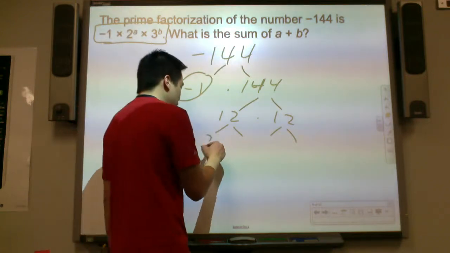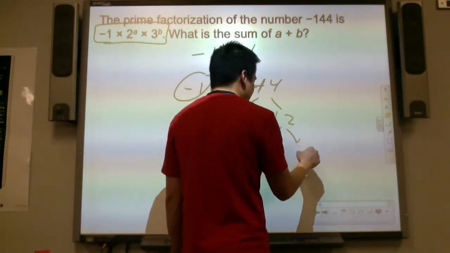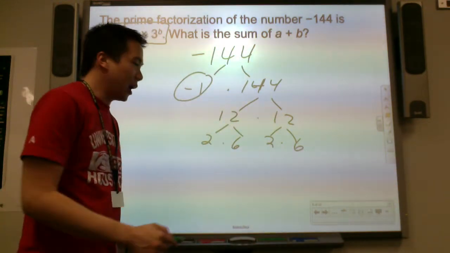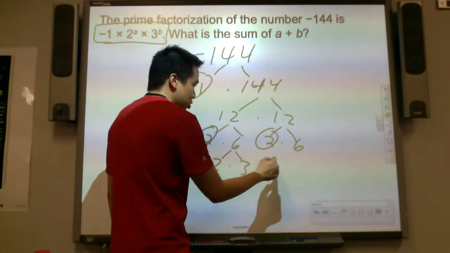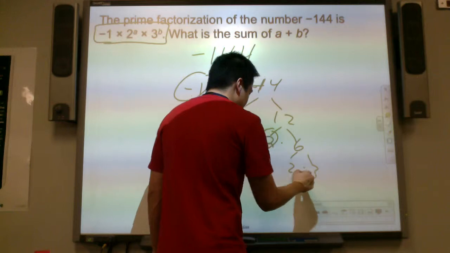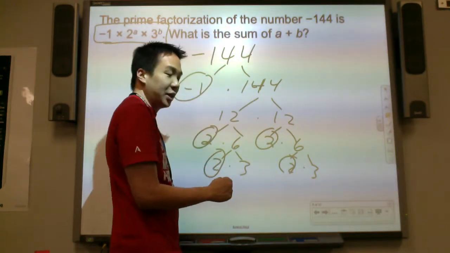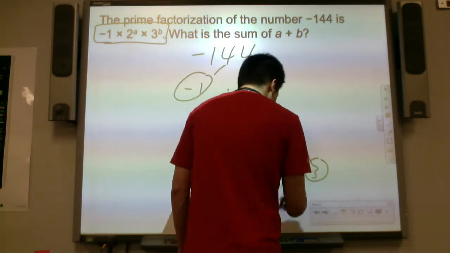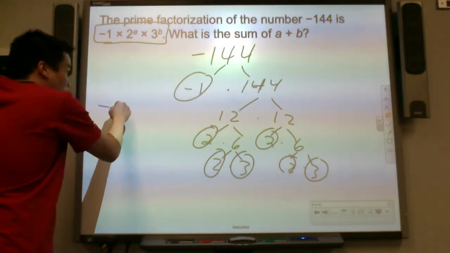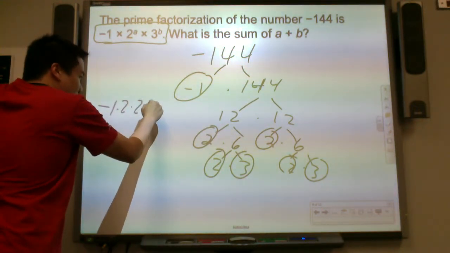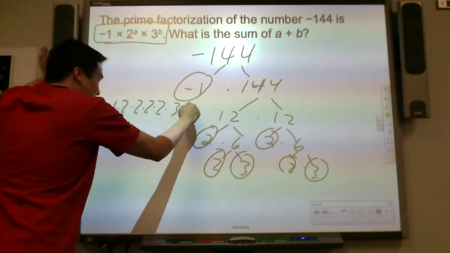Can you break down the 12s? Yes, you can. 2 times 6, 2 times 6. Which of these are prime? The 2 is prime. What makes 6? Break down the 6 into two factors, 2 and 3. The 2's are prime. Is 3 prime? Yes, it is. So what numbers make up negative 144? Negative 1 times 2 times 2 times 2 times 2 times 3 times 3.